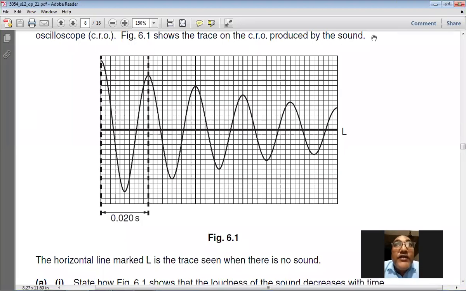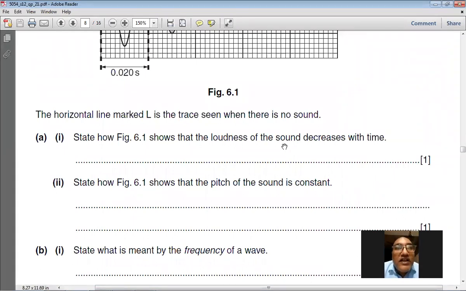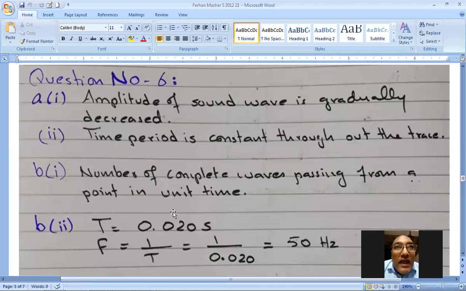I was telling you that the loudness of the sound depends upon the amplitude of the sound wave, and you can clearly see the amplitude here is larger, and then the amplitude is gradually decreasing. It means that the loudness of the sound is gradually decreasing. And how this is shown by the graph: its amplitude is gradually decreasing. I've written this answer. Amplitude of the sound wave is gradually decreased. So this is how the graph shows that the loudness is decreasing.